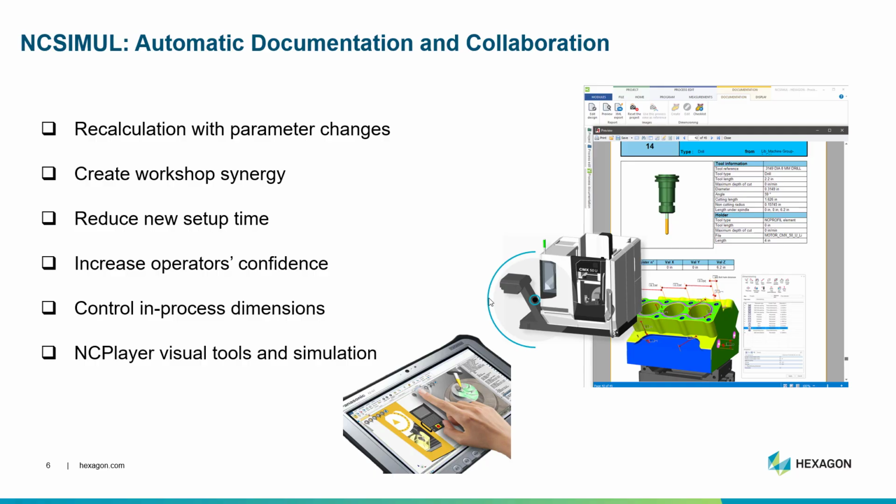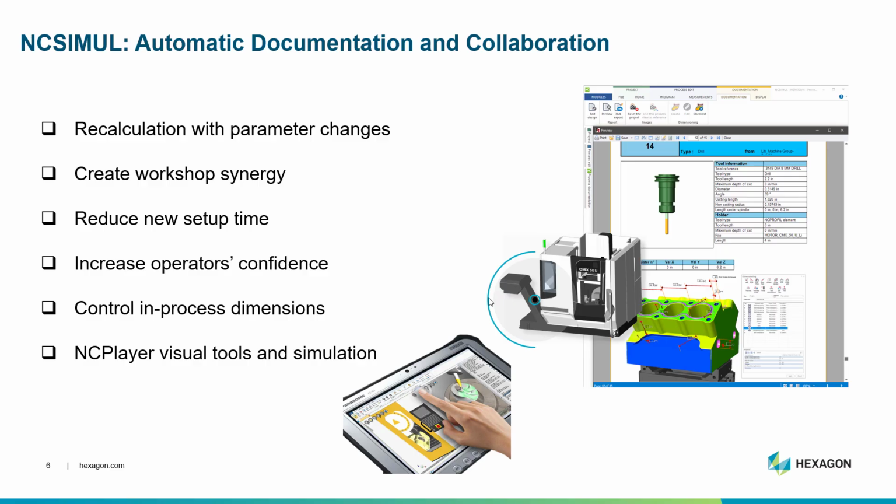And finally, we'll see some automatic documentation and collaboration. So NC can automatically create setup sheets for the shop floor, and anytime something changes in the virtual environment where you're verifying it, the setup sheets will automatically be changed as well. So the recalculation is automatic, which creates greater workshop synergy between the operator and the programmer, and it can also help to reduce new setup time. Then we'll see some areas where you can control in-process dimensioning without taking the part off the actual machine using something we call auto control.